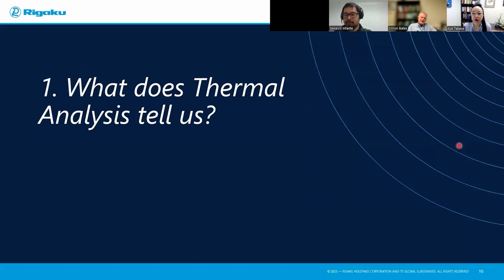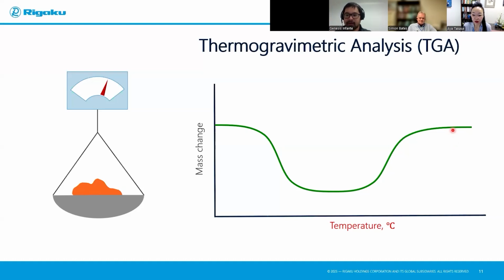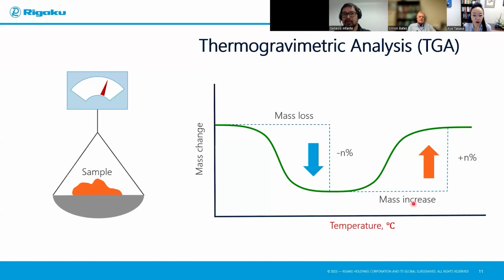So, the first question would be, what does thermal analysis tell us? For this quick intro, I'll be covering two general concepts. First one is thermogravimetric analysis, or TGA. And this technique is pretty straightforward. It monitors the mass change as temperature increases. And basically, there are three possibilities that could happen. One is that nothing happens, so the mass doesn't change as temperature increases, or you'll have a mass loss, where you have a negative percentage as temperature increases, or a mass increase as temperature increases.